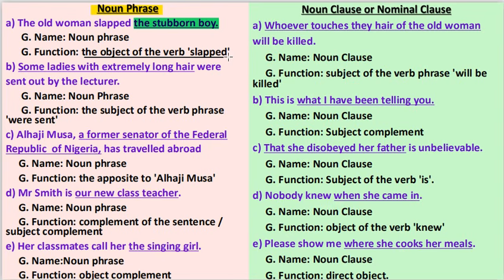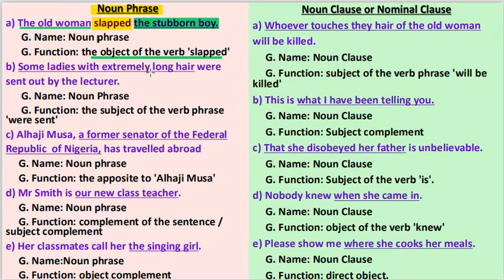If you look at the sentence, the old woman slapped the stubborn boy. Who did the old woman slap? The stubborn boy. Hence, the stubborn boy is the object. It functions as the object of the verb slapped. If you look at the sentence A very well, you will see that the subject of the sentence is also a noun phrase. If you can figure that out, it means you are really getting what we have been discussing in this video. Let's move to example B.